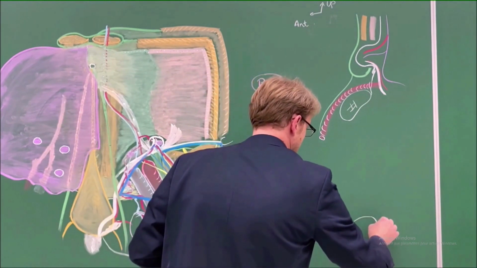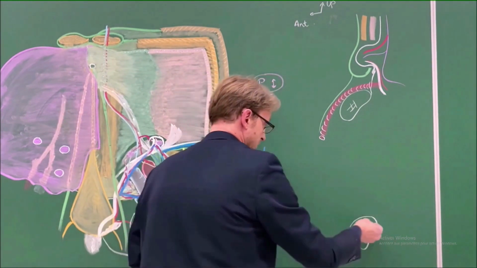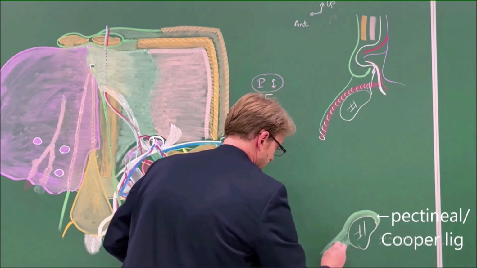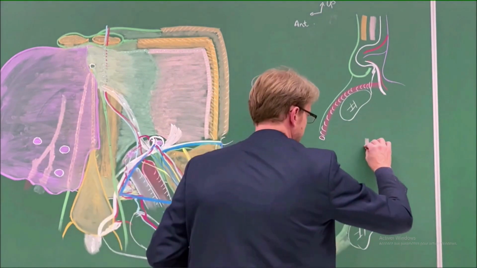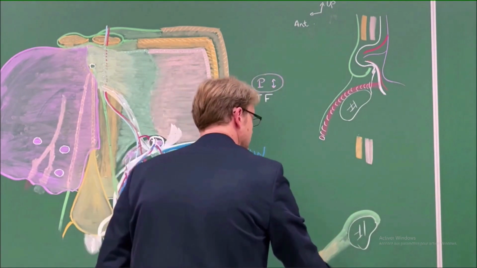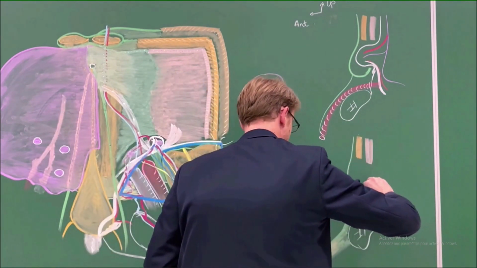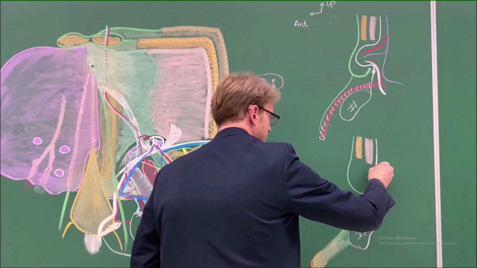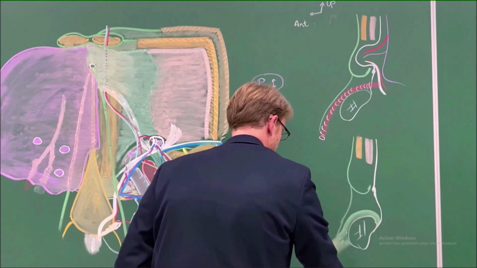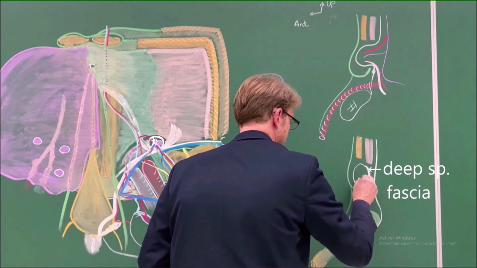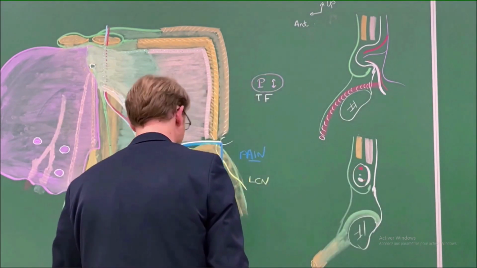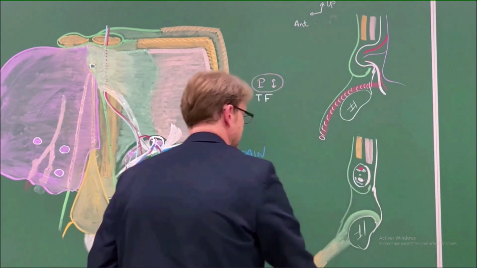And the second drawing will be performed through the Cooper ligament. So we will find the insertion of the pectineal muscle, the Cooper ligament or pectineal ligament, and the pectineal muscle right there. Conjoint tendon, transversus abdominis muscle, internal oblique muscle, external oblique muscle, inguinal ligament, transversalis fascia, ligament of Thomson, the fascia of the thigh, the deep spermatic fascia is here with the vas deferens, cremasteric ligament, artery, and the pampiniform vein.